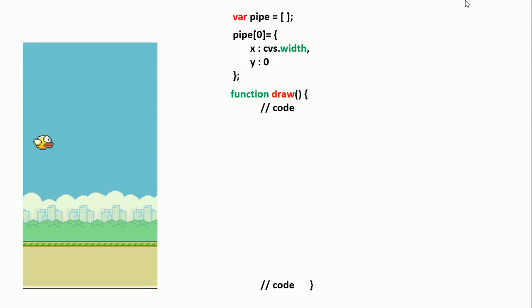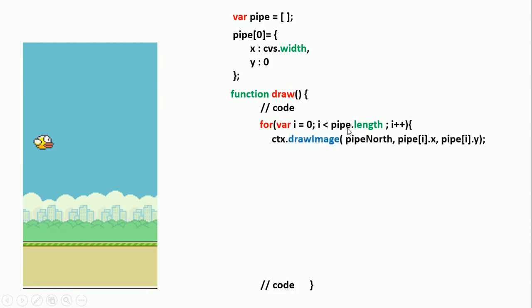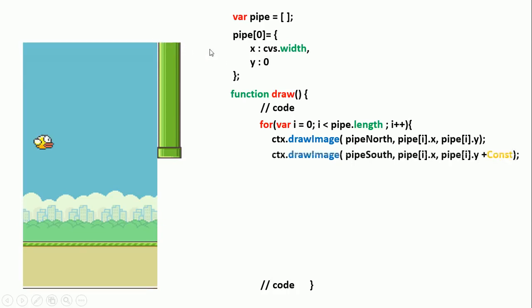Now inside our draw function, beside the code we already typed, we will use a for loop to loop over the pipe array. So we will draw the pipe north, and its position is pipe[i].x, and its Y position is this. So we get, for example, the pipe north right here, because pipe[0].x has this X position, and pipe[0].y will have a 0 position. And for the pipe south, it could be right here.